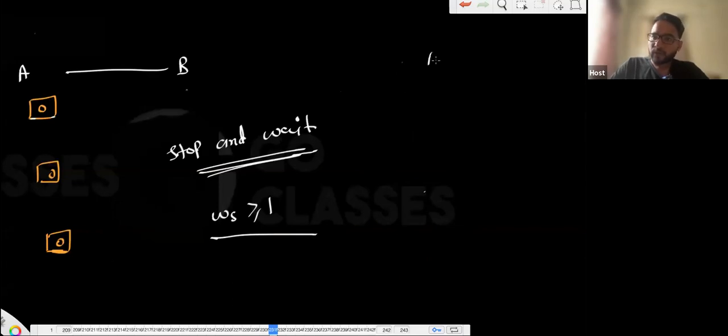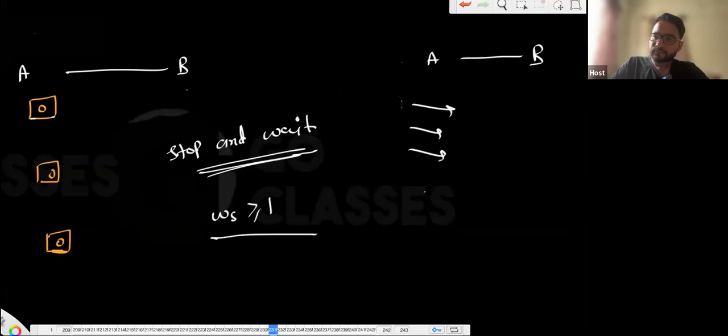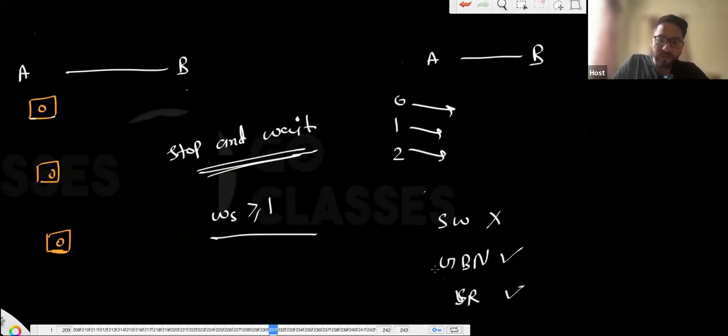So from A to B, you are sending 0, 1, 2 immediately. Can it be stop and wait? No, right? So stop and wait, no. Can it be go back N? Yes. Can it be selective repeat? Yes. If it is go back N or selective repeat, then what can you say about the window size?